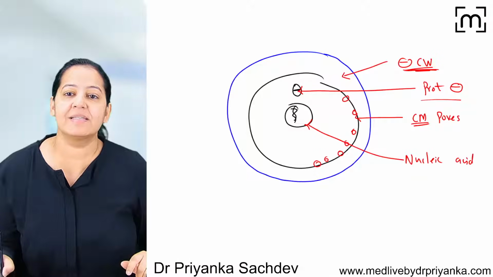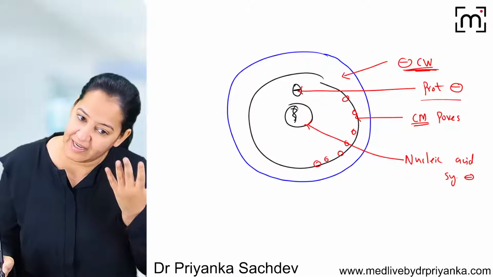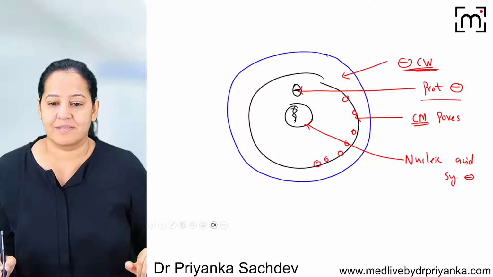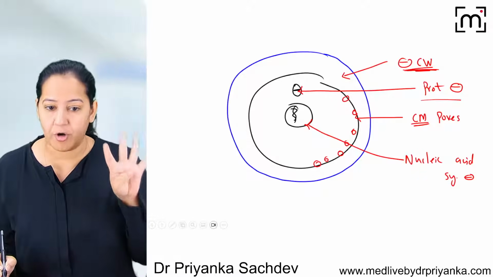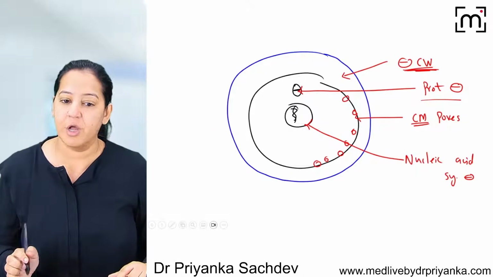Nucleic acid synthesis is inhibited by these drugs. They can be DNA synthesis inhibitors or RNA synthesis inhibitors. So these are the 4 broad mechanisms by which the drugs can kill the bacteria. Say yes if you got it. What are the 4 ways?